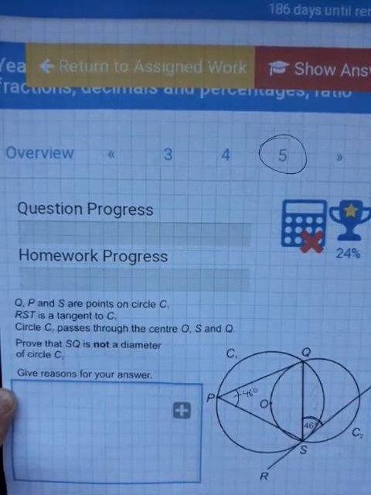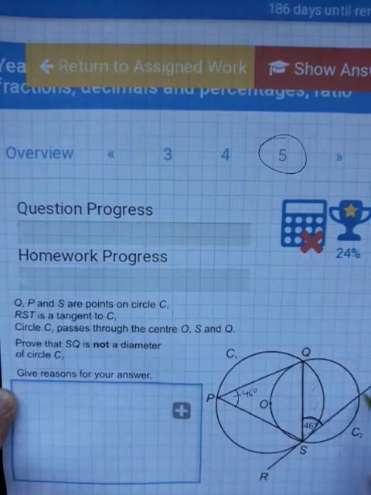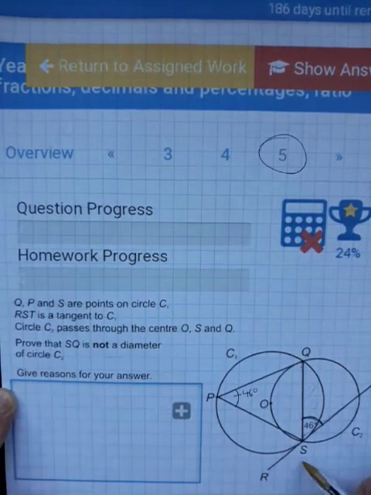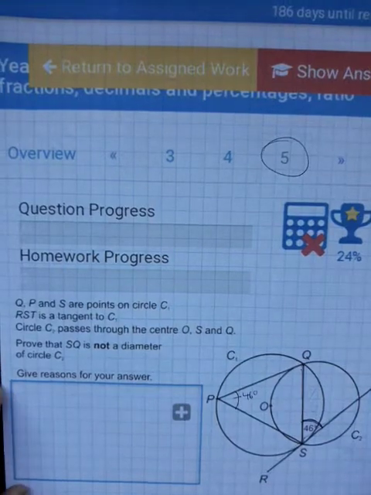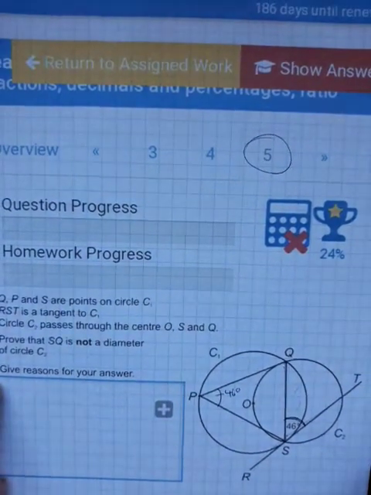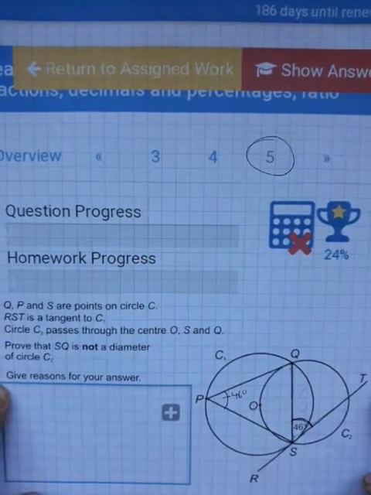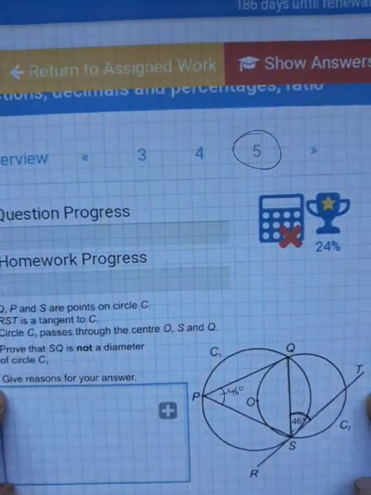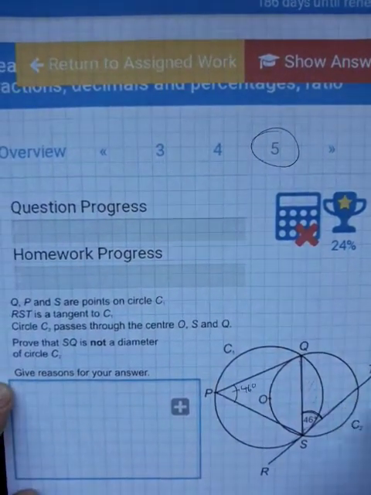Angle between a tangent and radius is 90 degrees. Maybe we can use that, I don't know. And the other one is external angles: lengths of tangents from an external point are equal. So there's not two tangents, so it doesn't look like it's going to be that to me.